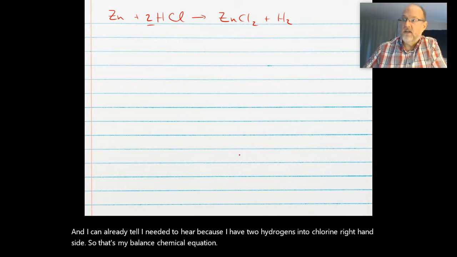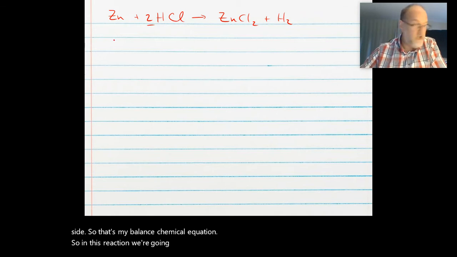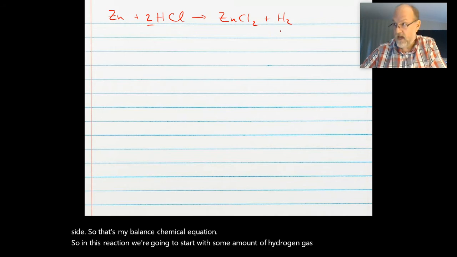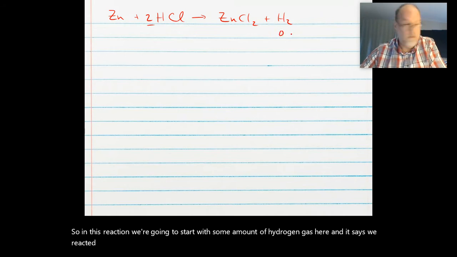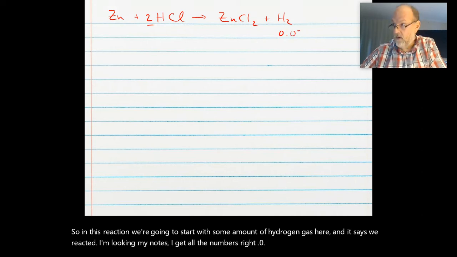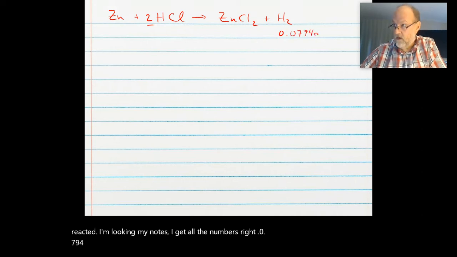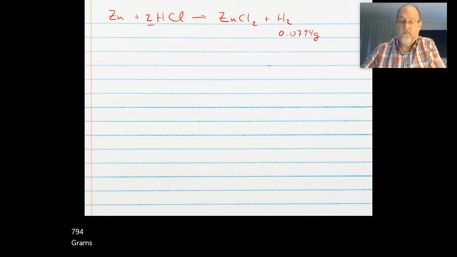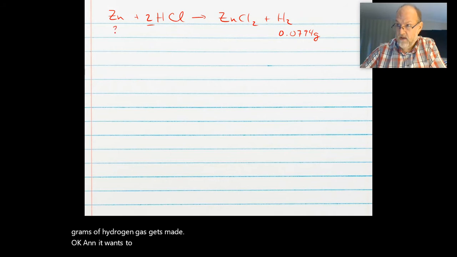So in this reaction, we're going to start with some amount of hydrogen gas here, and it says we reacted 0.0794 grams of hydrogen gas gets made. Okay, and it wants to know the purity of zinc.